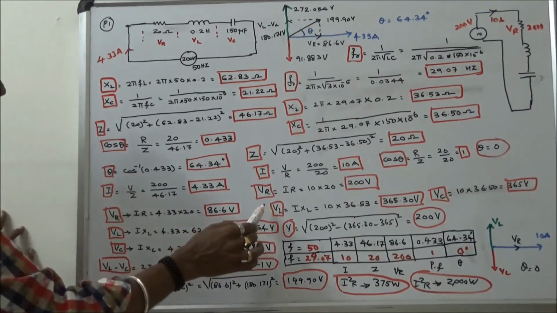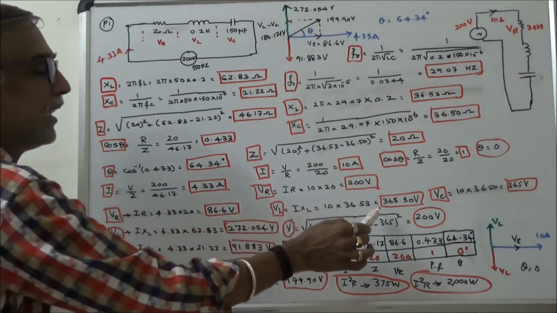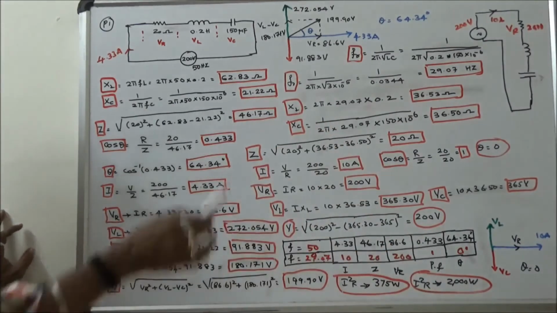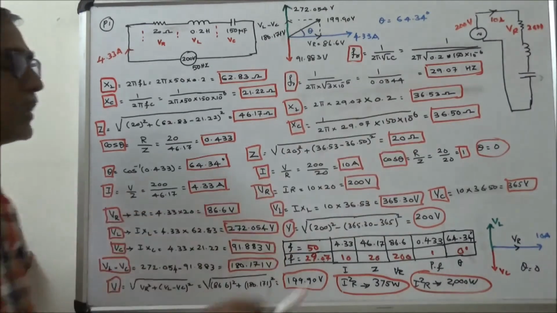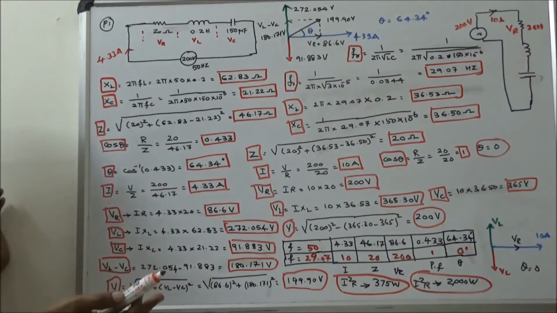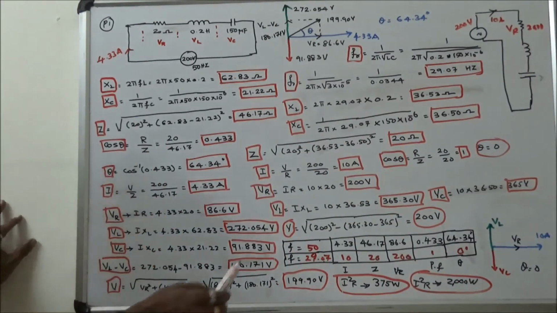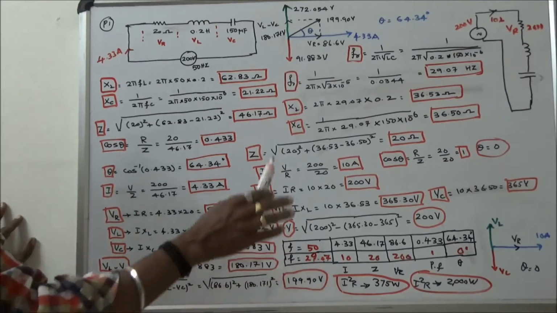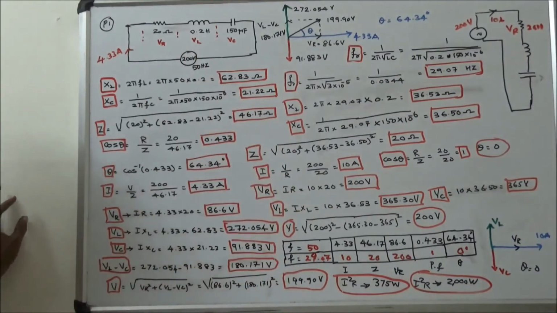Voltage across the inductor is 365.30 volts. Voltage across the capacitor is 365 volts. VL minus VC is equal to 0. Therefore, the voltage is almost equal to the supply voltage. Now we will compare the results.